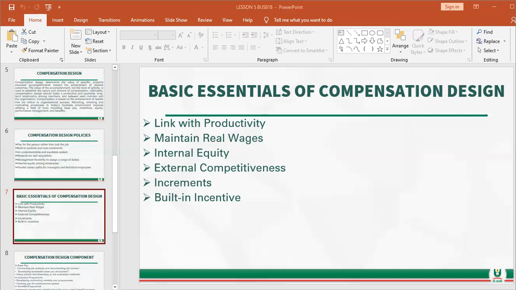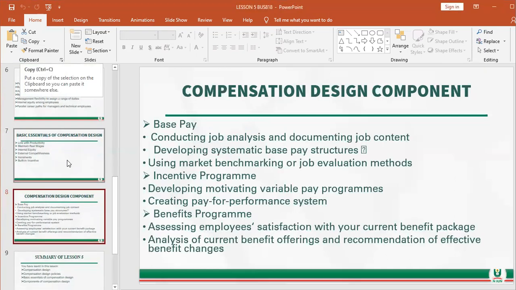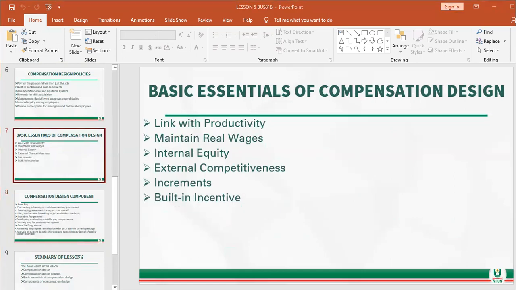Then we have internal equity. Internal equity implies a proper relationship between wages paid for different jobs within the company. So, for example, if the salary of a senior manager is lower than that of a manager, there is a lack of internal equity. Pay differential should be related directly to differential in job requirements. Fair pay differentials between jobs can be established with the help of job evaluation.